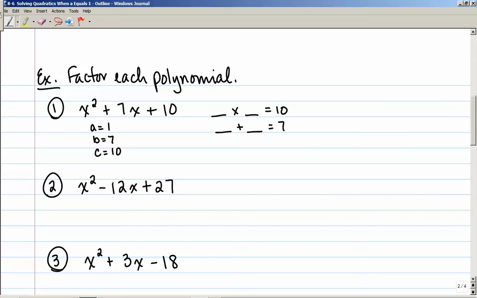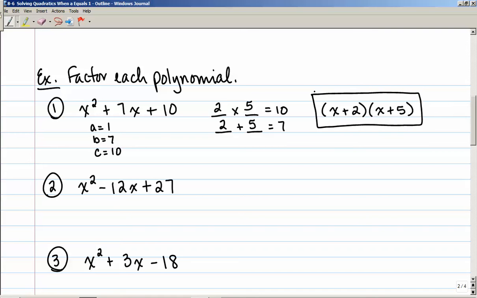So now I have to think, what pairs of numbers multiply to 10? What are the factor pairs of 10? Well, obviously 1 and 10, but those don't add up to 7. I also have 2 and 5, but hey, those do add up to 7. So my two numbers are going to be 2 and 5. I like to fill them in so I can see, yes, 2 times 5 is 10, 2 plus 5 is 7. So now I just take those two numbers and put those into parentheses with x's. So my final answer, the factored form of x squared plus 7x plus 10, is the quantity x plus 2 times the quantity x plus 5. And if you want to check this, just FOIL, and you should get the trinomial that we started with.